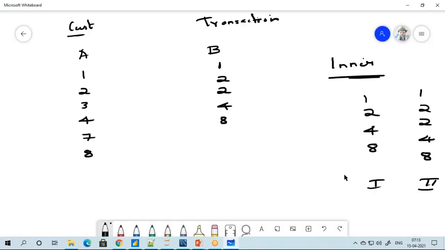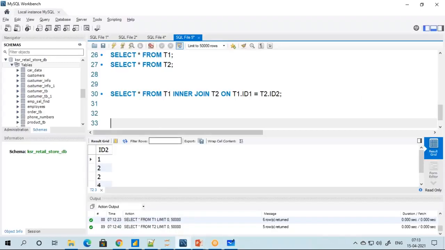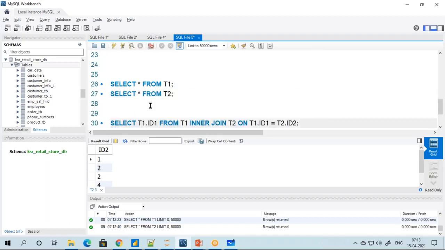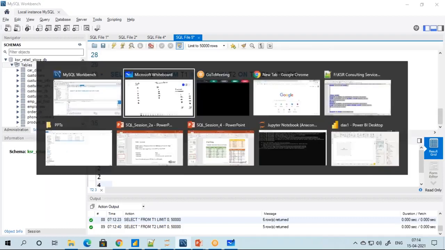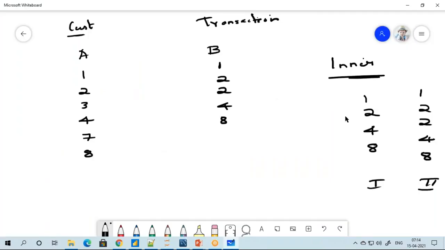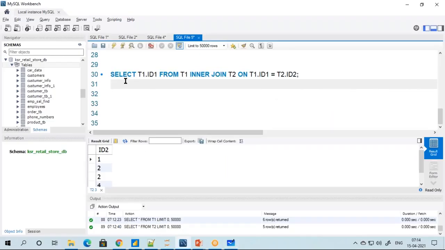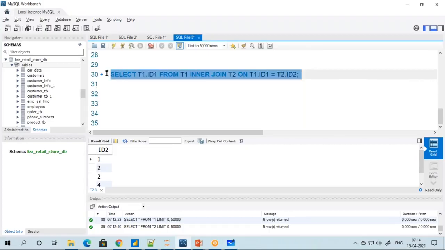Number 2. Anyone who says number 1? Okay, before that, I'll select the T1's column here. Now you tell me which one I'll get, instead of star. The first one. Okay, we'll run and check.